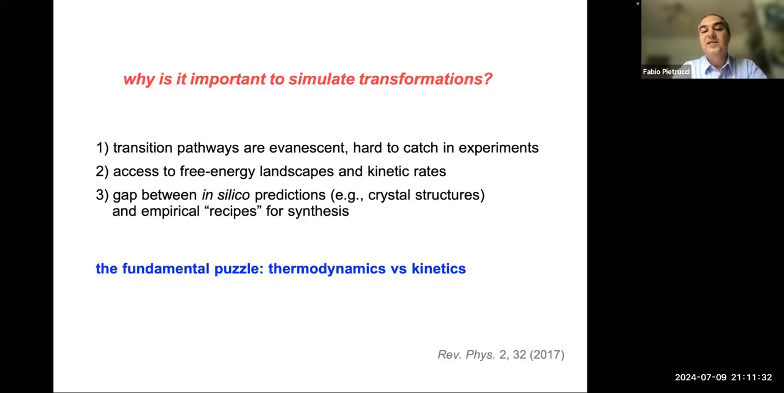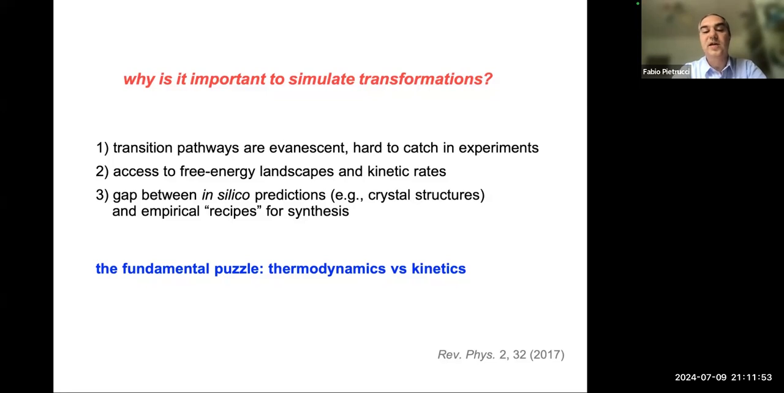Depending on what you're studying, and sometimes it's even less. Sometimes it's tens of femtoseconds. So you might imagine that really having a clear picture of this in experiments, of these transition states and so on, is very difficult.